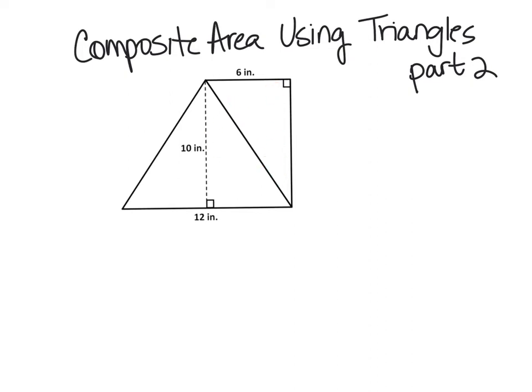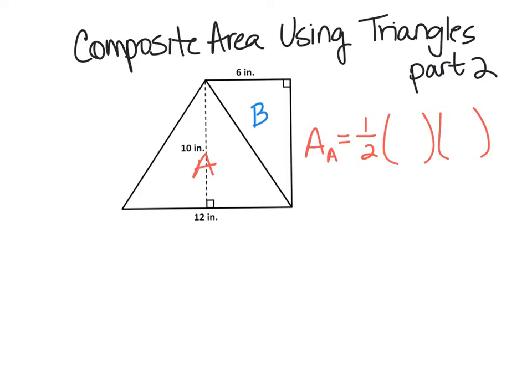So you call them what you like. I like to letter them. So this would be triangle A, and then this one can be triangle B. So let's find the area of triangle A. The formula is 1/2 base times height.